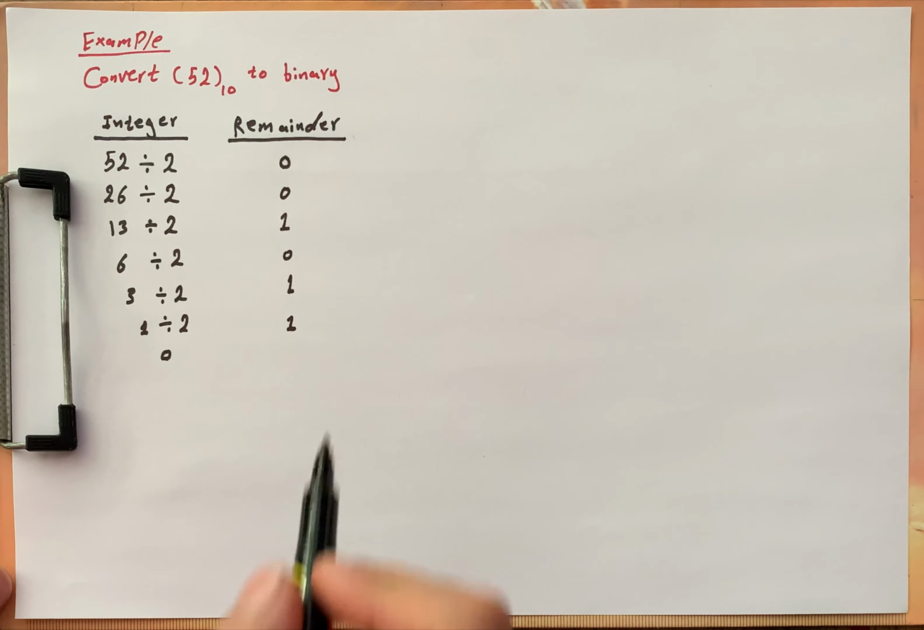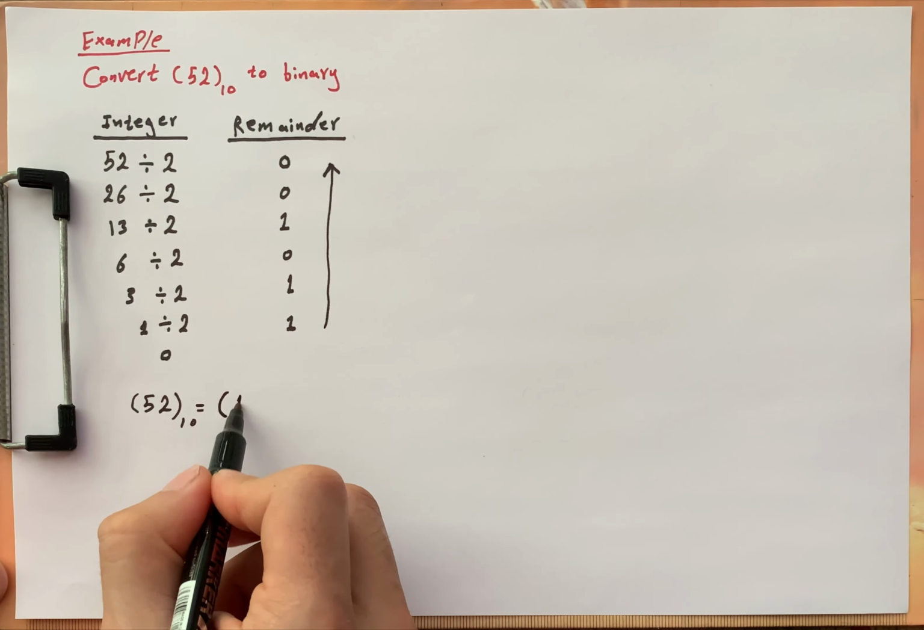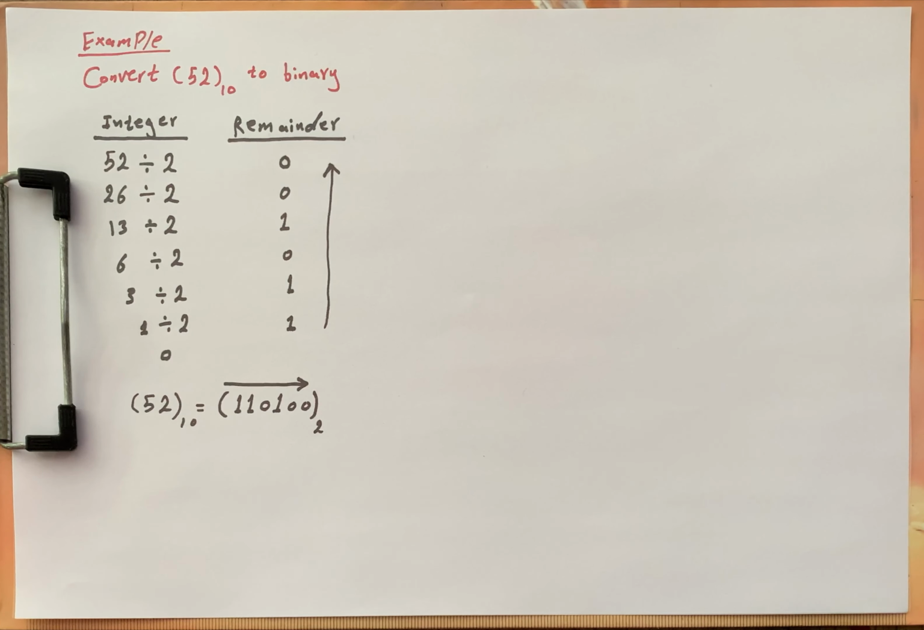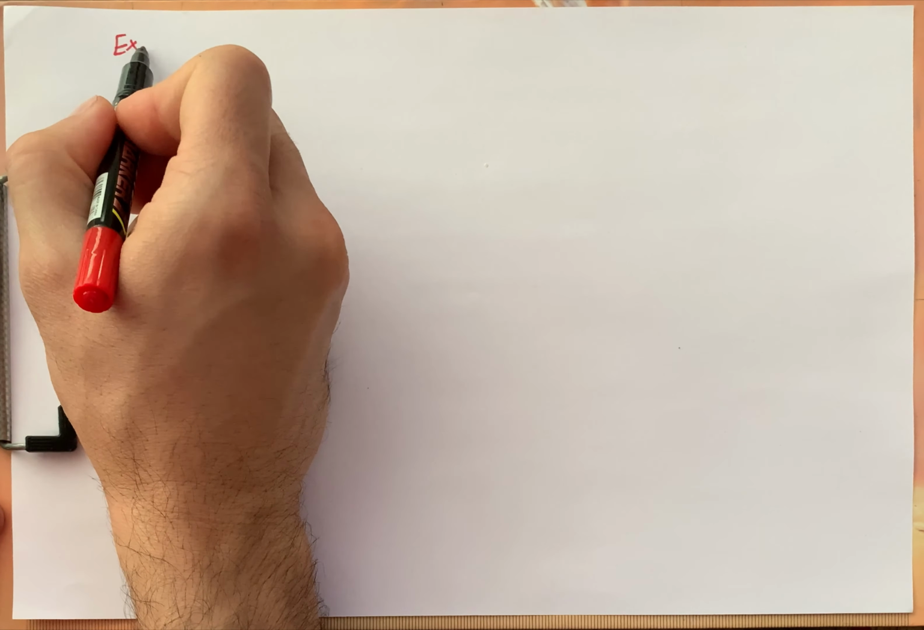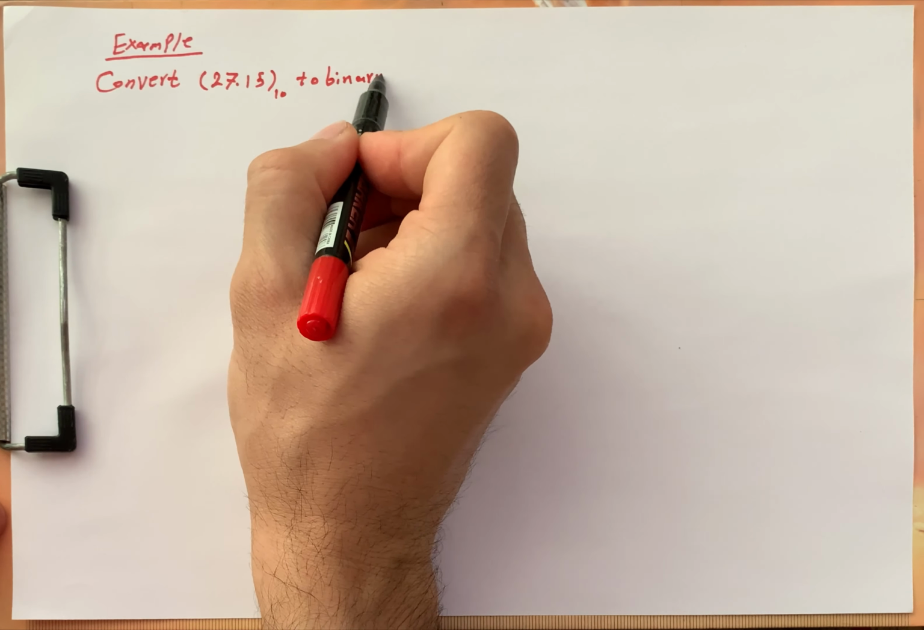Now traverse the remainder column from bottom to top, so the number 52 in decimal is equal to 110100 in binary. Let us take another example with a decimal point. Convert the decimal number 27.15 to binary.